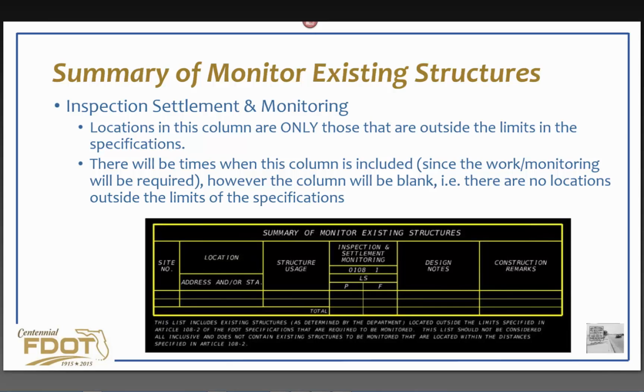Go to the specifications for guidance. So if I don't have any locations outside the limits and the specs, and it's a lump sum project, but I do know I need 108-1 and I don't have 108-2 or 3, then I'm in essence putting a blank box in my plans, okay?